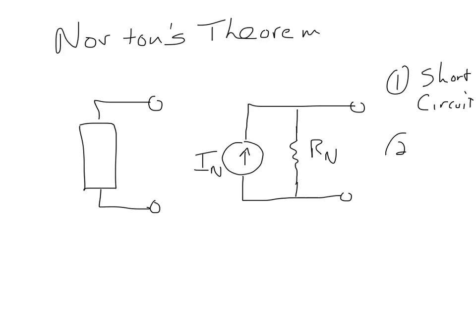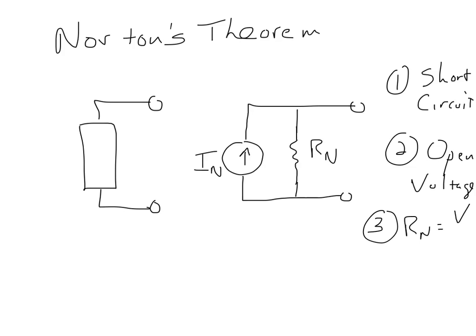the second step is the open voltage. And in the open voltage, all the voltage comes from the current running across R_N, and so therefore we can find R_N. R_N is the open voltage over the short circuit current.